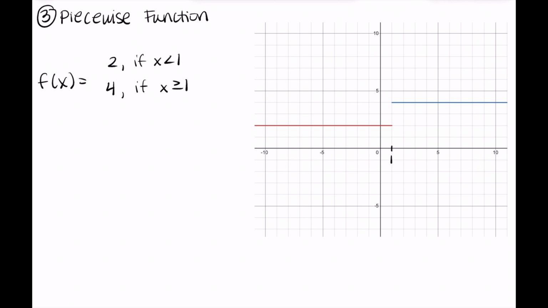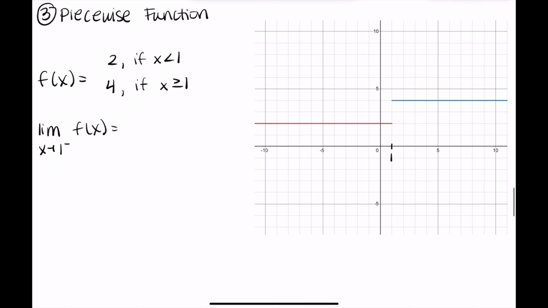So let's find the limit as x approaches 1 from the left. When we do that, once we label our 1, we see that as we approach from the left, the limit as x approaches 1 gives us a value of 2. And then we will do the same thing from the right. So the limit as x approaches 1 from the right, we will be following that blue line. As we approach from the right, we see that the value of our function is 4. So the limit as x approaches 1 from the right would give us a value of 4.